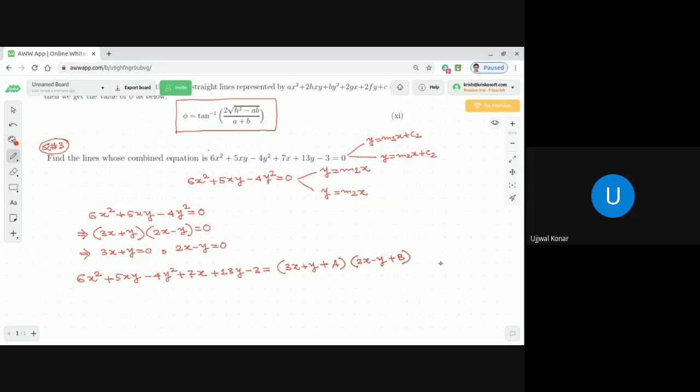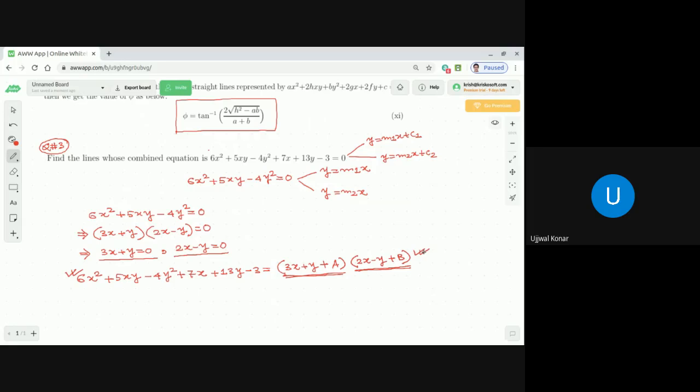Correct or not? Now, this is an identity. What you see, this is an identity. I hope you got it. Why? Because the slope of these two straight lines of the corresponding homogeneous equation will be the same as the slope of the straight lines of the equation represented by the given general equation of second degree. Correct? Now, this is an identity. What you see here, dear students, this is an identity.